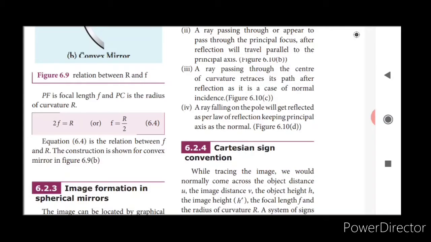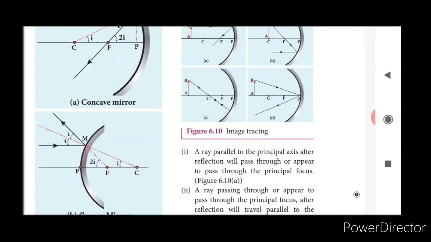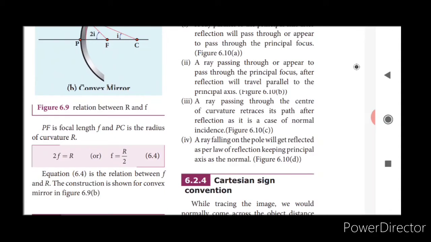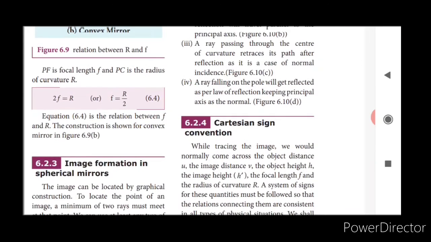A ray falling on the pole will get reflected as per the laws of reflection. Look at the picture, falling on the pole and getting reflected, keeping the principal axis as the normal.